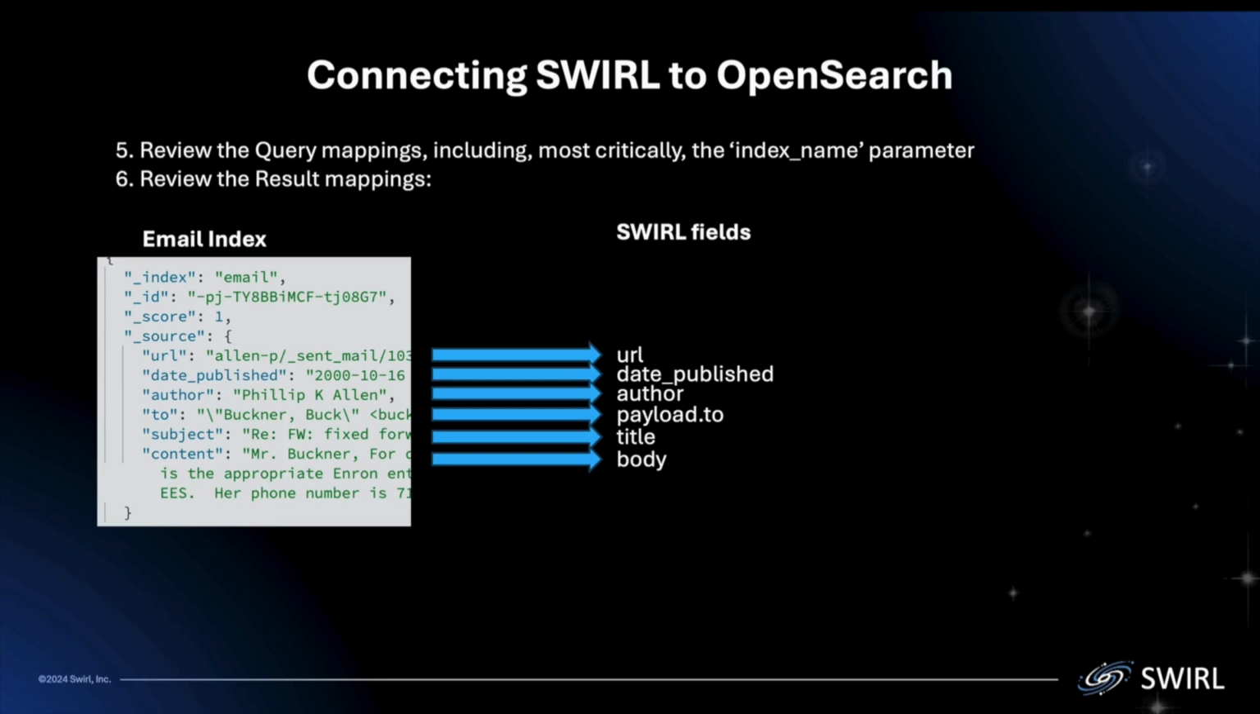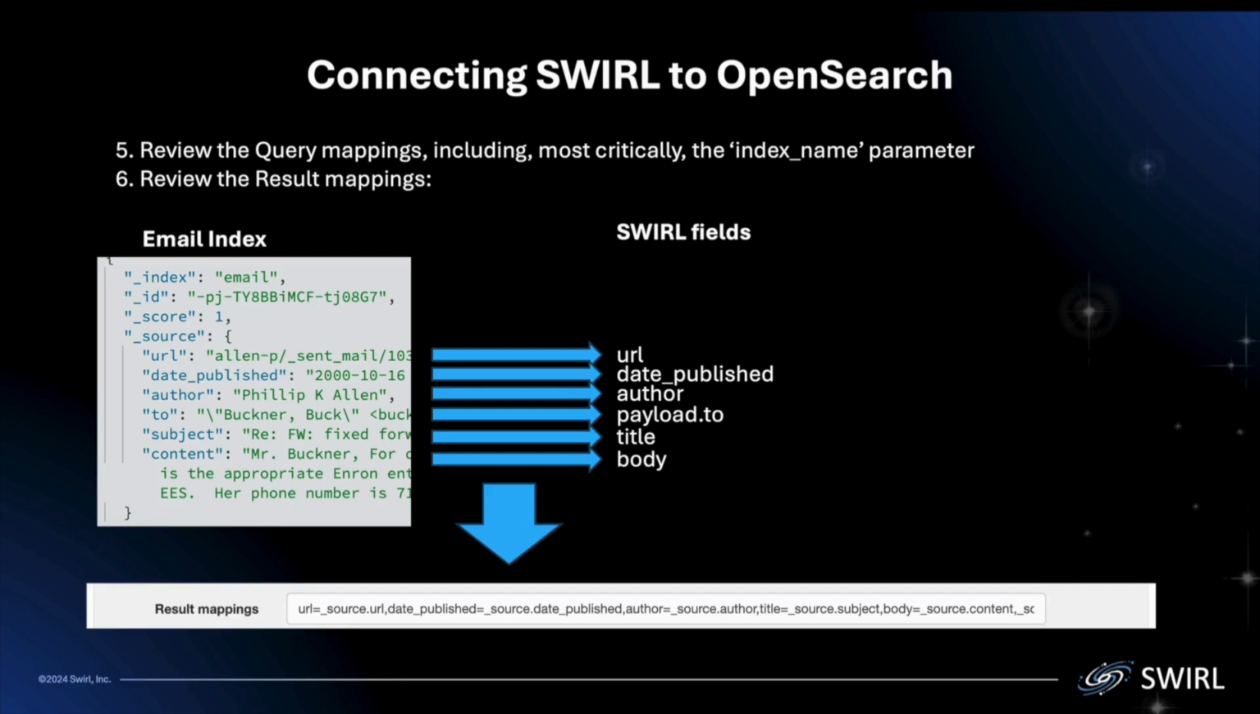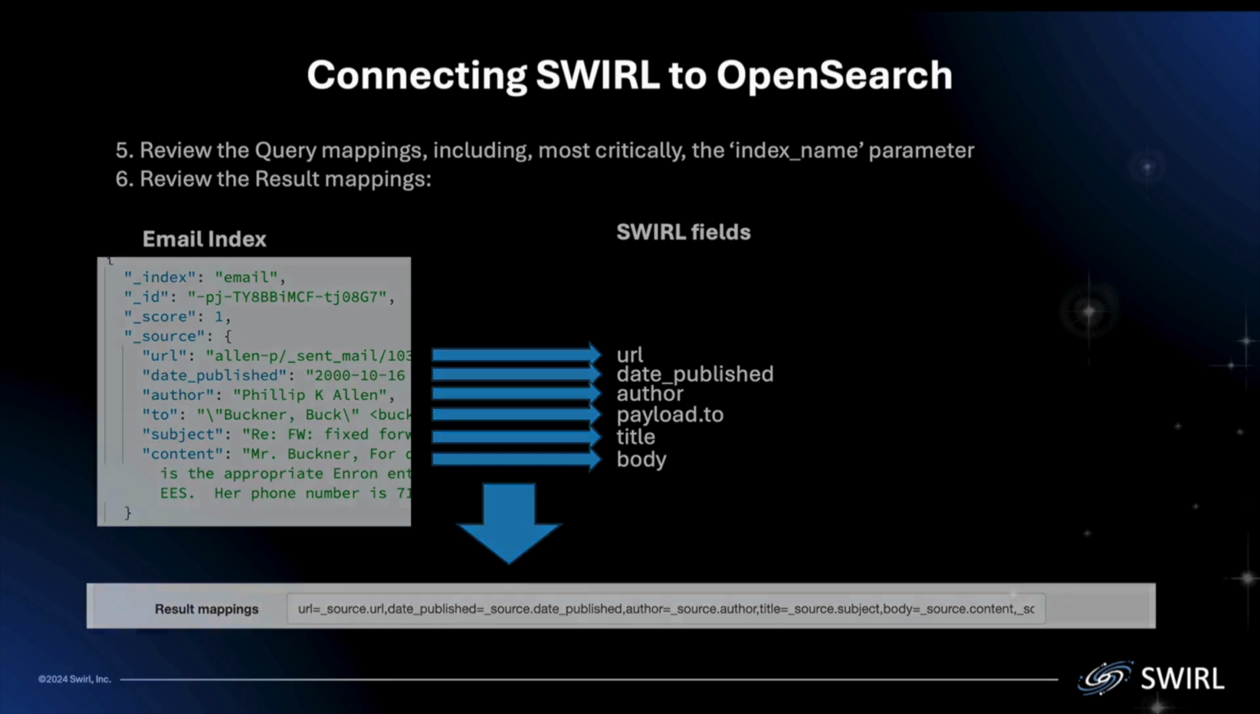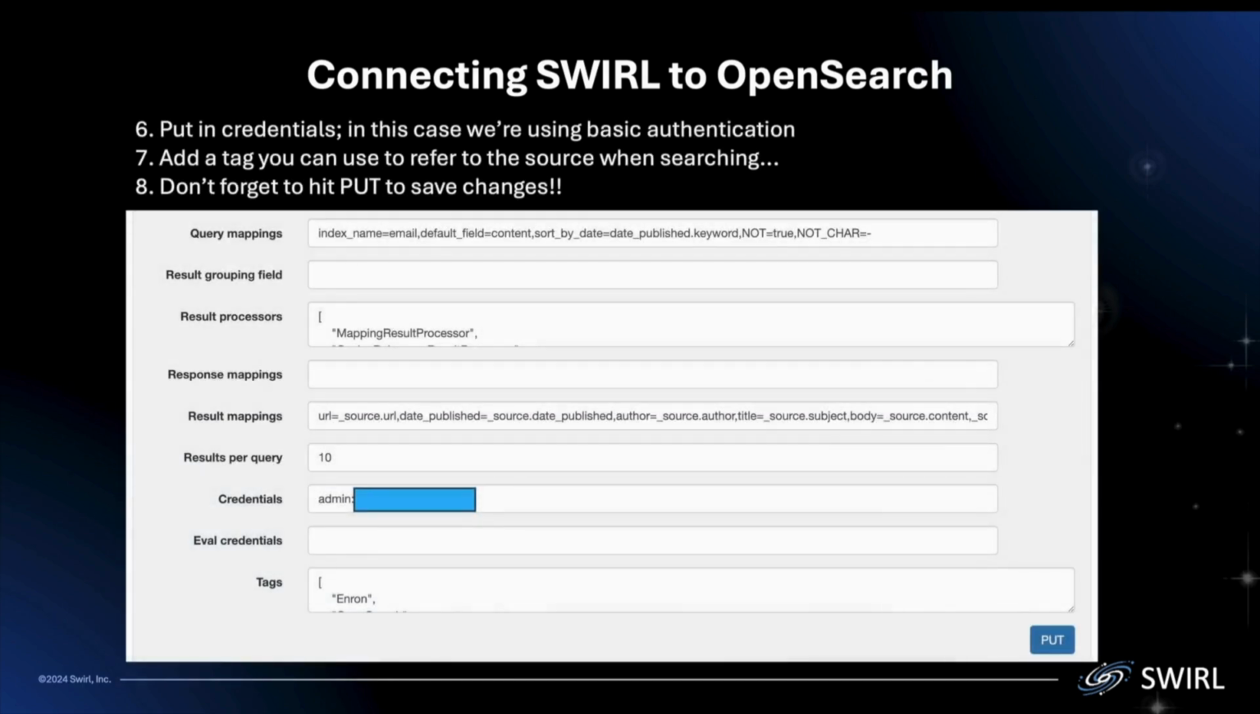Another key point, look at the query mappings. Most critically, review the index name parameter, which is how SWIRL knows what index to target, and then look at the result mappings to see how those would be mapped to the SWIRL fields. When you've done that analysis, you can simply fill in a quick line of JSON path. You can quickly fill in this form field with some JSON path, and you're good to go. Finally, you're going to want to put credentials in along with a helpful tag that you can use when testing out the source, and don't forget to hit put when saving changes.